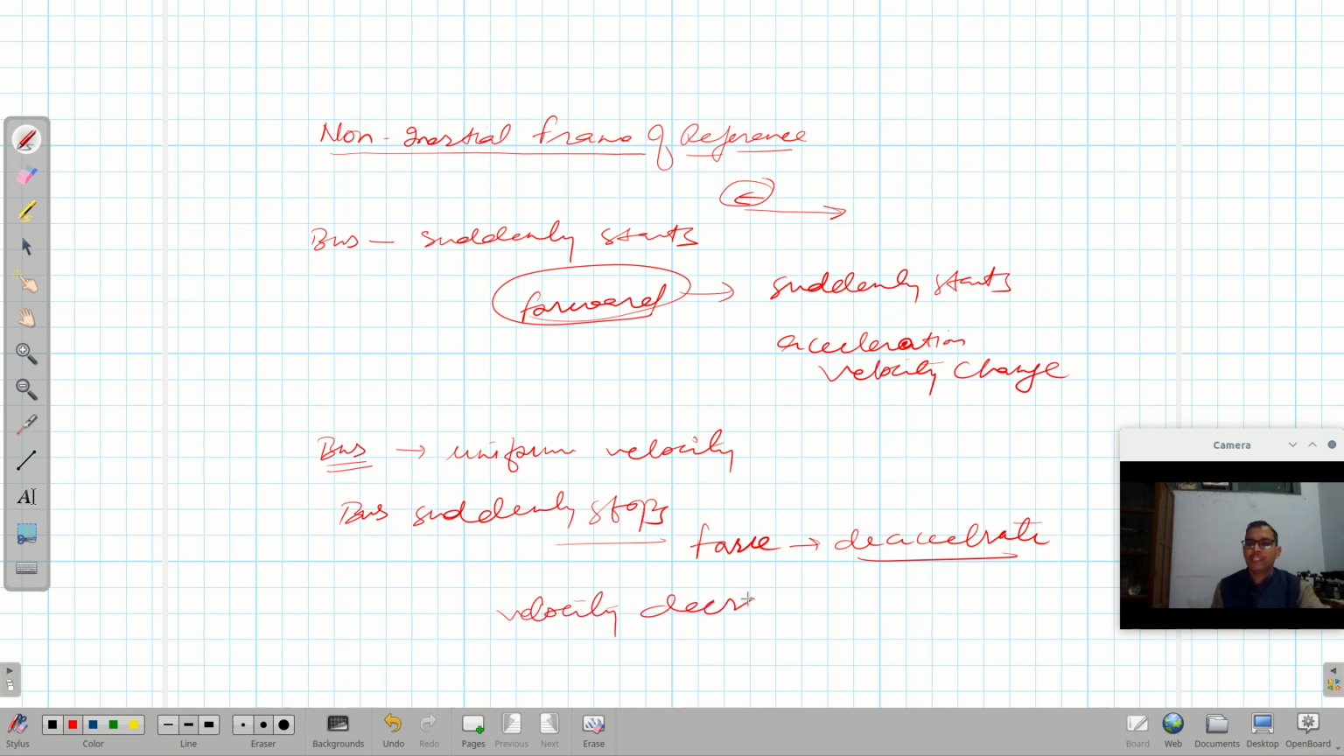Velocity decreases, and what does it mean? It means there is again a change in the velocity, and because of that change in the velocity, what will happen? The bus stops. It is moving in this way and then suddenly stops. What will happen? Our body falls forward. That's what will happen. So now let us try to relate the frames of reference with all such things.